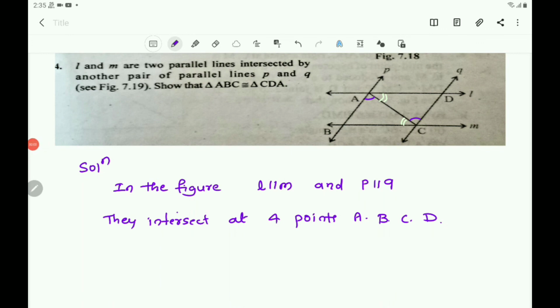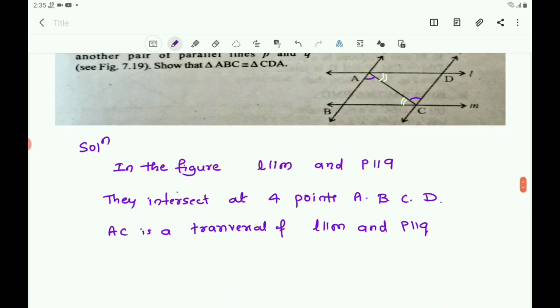AC is a common transversal of L parallel to M and P parallel to Q. Now you write the names of the triangles. What you have to prove? We have to prove that triangle ABC is congruent to triangle CDA.